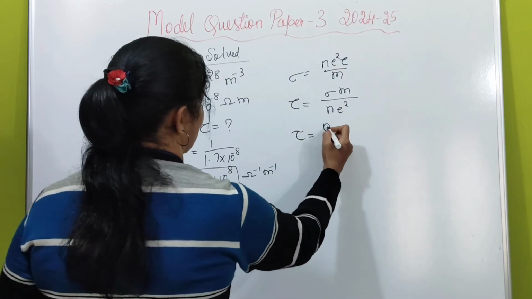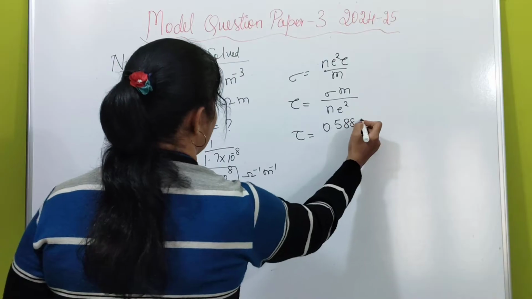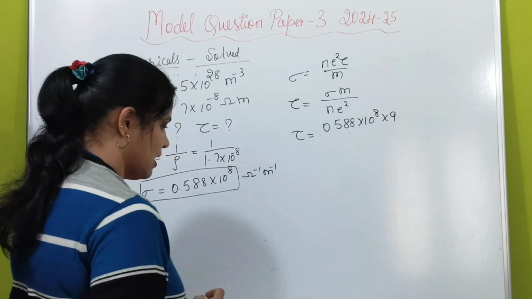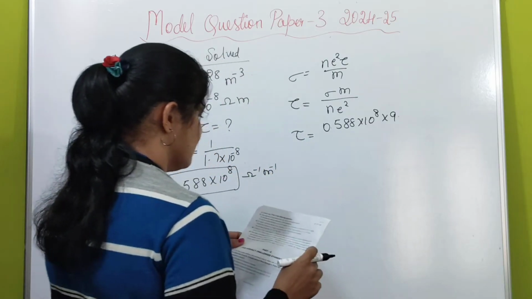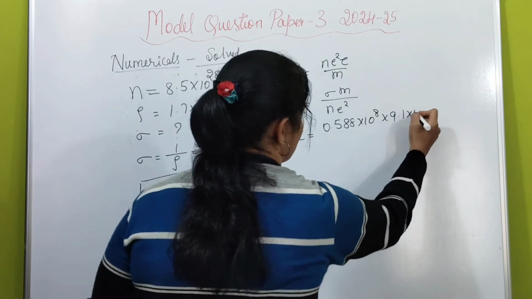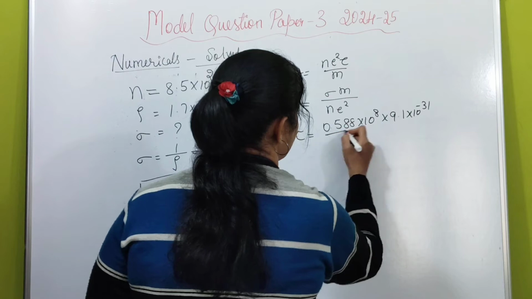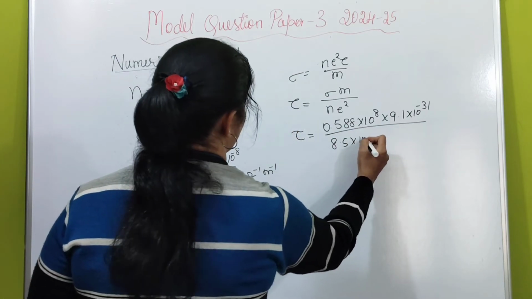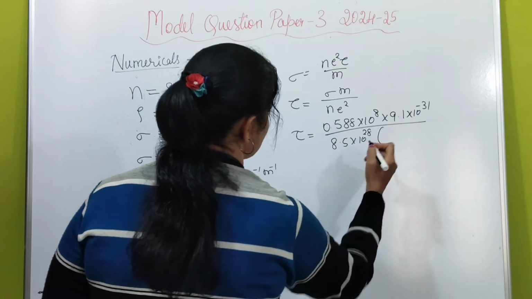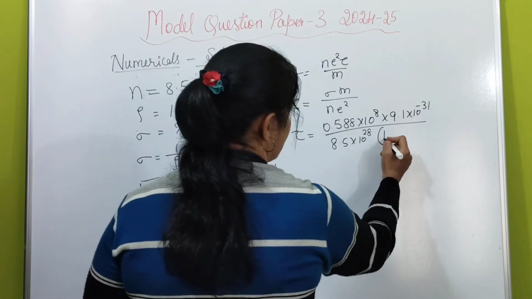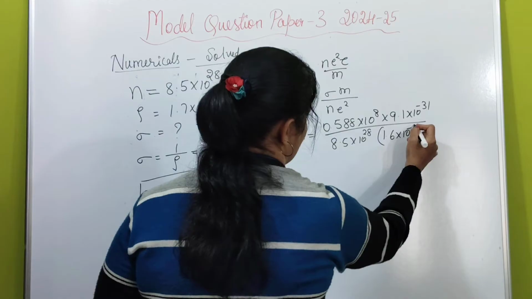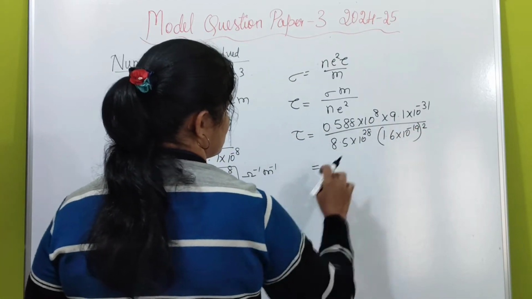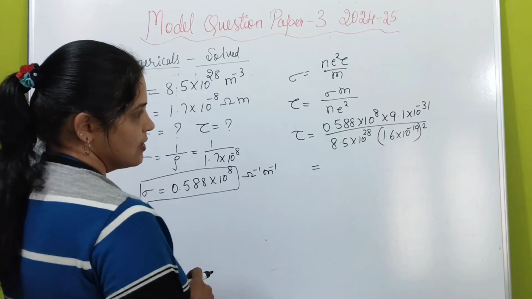Sigma we already calculated as 0.588 into 10 to the power 8. Mass of electron is given, which is 9.1 into 10 to the power minus 31, divided by number density, 8.5 into 10 to the power 28, and charge of electron is 1.6 into 10 to the power minus 19, squared. So first you multiply these two numbers and you will get the answer.